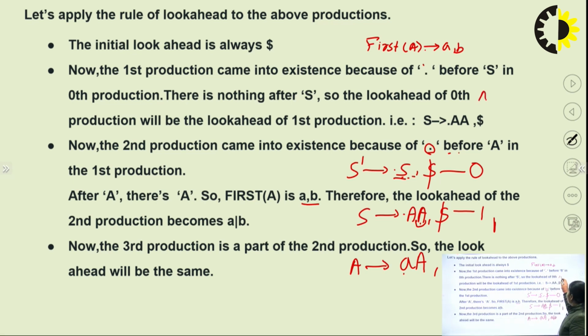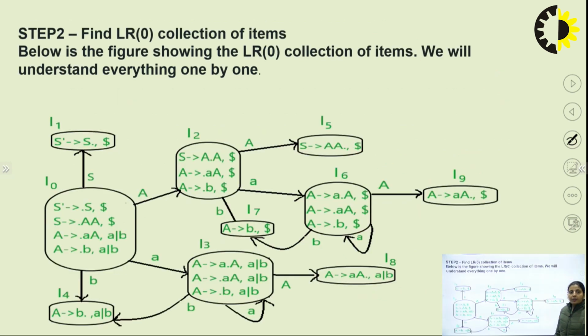And the third production is A gives dot B. Then how can we find the lookahead? As this production is part of the second production, the lookahead of the second production is the lookahead of the third production. So the lookahead is also the same, dot B comma A slash B. So here we can see the rules of finding the lookahead of the productions.